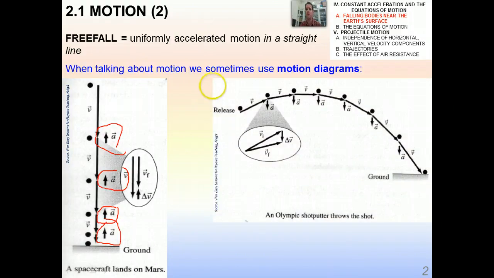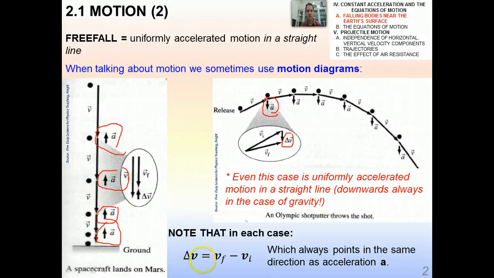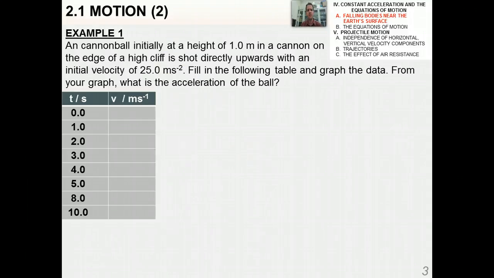We can also deal with motion diagrams for parabolic or projectile motion, which I'll talk about a little bit more in the next couple of videos. If you do your VF minus your VI, you get a delta V. Again, delta V, the change in velocity vector, always points in the same direction as your acceleration vector. Even in this case, this is uniformly accelerated motion, because even an object being thrown horizontally or at an angle is always accelerating downwards at 9.81 meters per second squared. Note that in each case, delta V is VF minus VI, which always points in the same direction as A. Okay, so go ahead and do this example on your own.